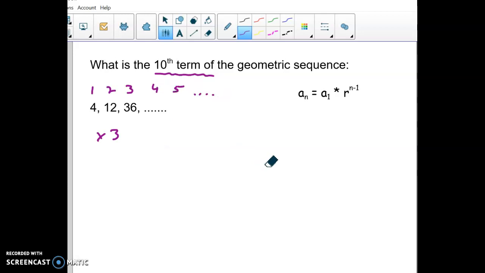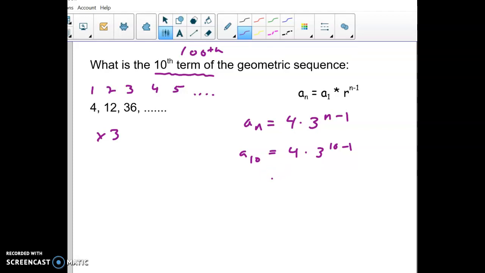But I think a better way to do this, especially if it said like the 100th term, which would be a massive number, but if we had to do the 100th, then this formula is going to work a lot better, right? And it's really pretty straightforward. We just have 4 times 3 to the n minus 1 power, and then just put in 10. So a sub 10, which is the 10th value, 4 times 3 to the 10 minus 1.